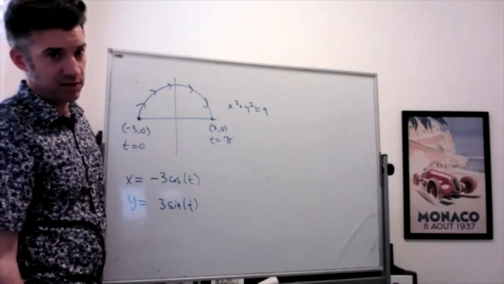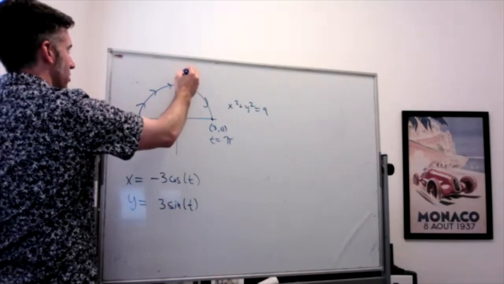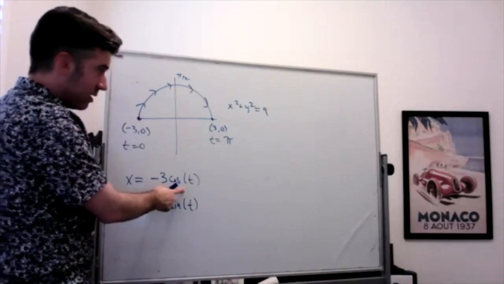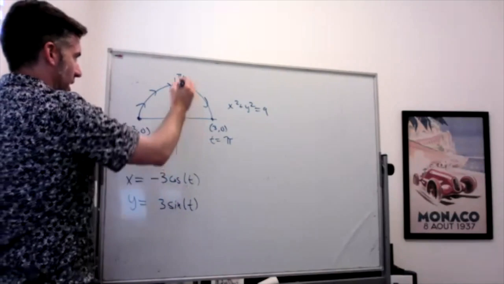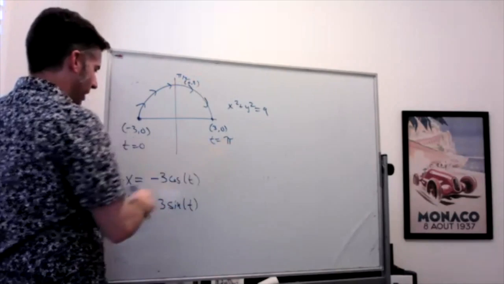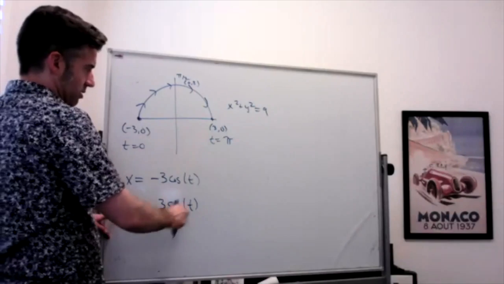But I think it's positive 3 sine of t because I want my y values to be positive. So when I plug in pi over 2, I'm going to get x to be negative 3 times 0, and y is going to be 3 times 1, and I am going to get the point (0, 3). So we're looking good. And then when I plug in pi, x is going to be negative 3 times negative 1, which is 3. Y is going to be 3 times 0, which is 0.